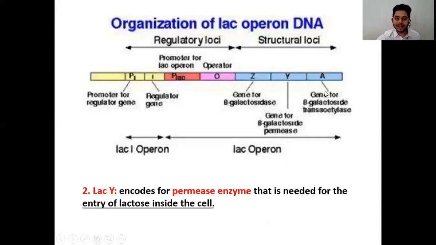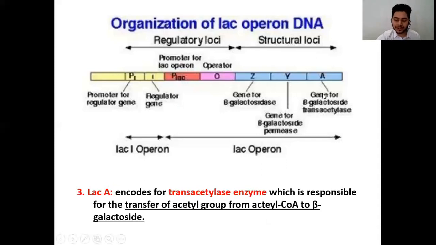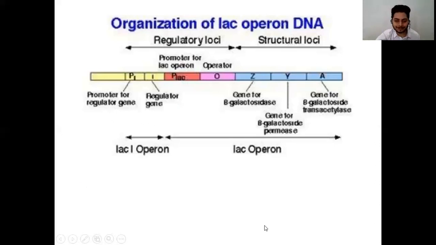Now my third structural gene is the LAC-A gene. This LAC-A gene encodes for the third enzyme, which is called the trans-acetylase enzyme. You also call it the acetyltransferase enzyme. Now why do you call it an acetyltransferase enzyme? Because it is responsible for the transfer of an acetyl group from acetyl-CoA to beta galactoside. So again, that is a very important step in the metabolism of lactose. So these three structural genes are playing a very important role in the metabolism of lactose.